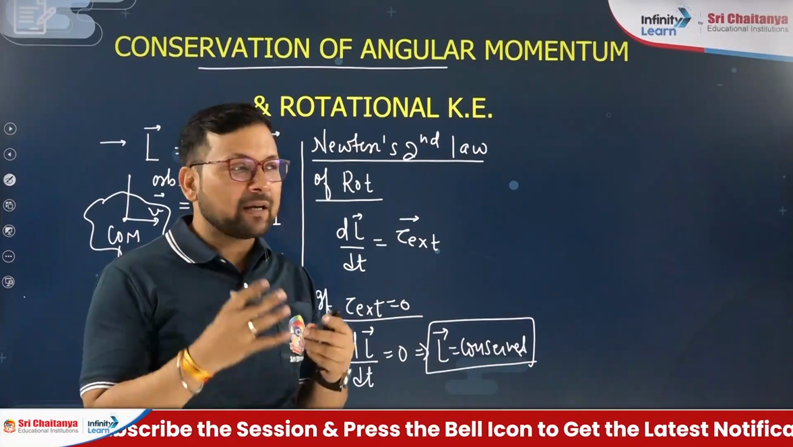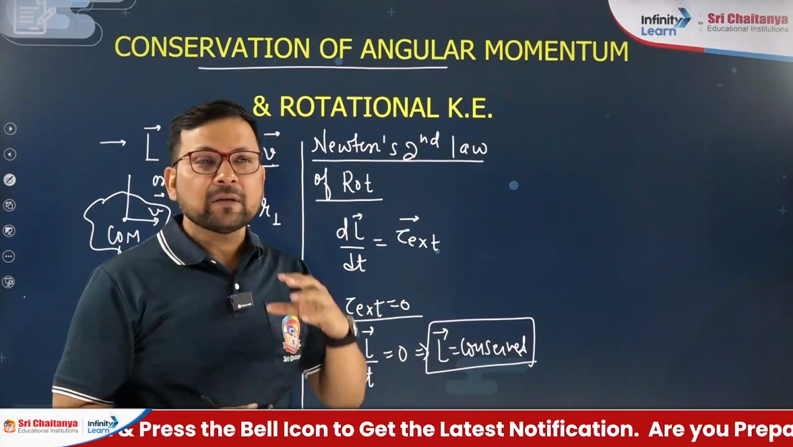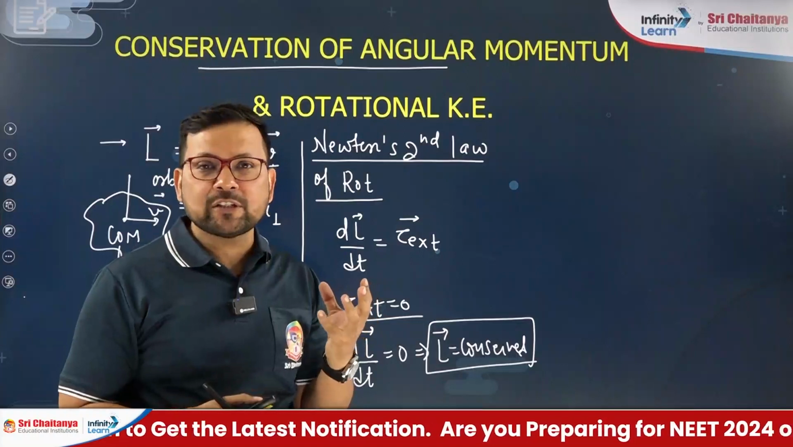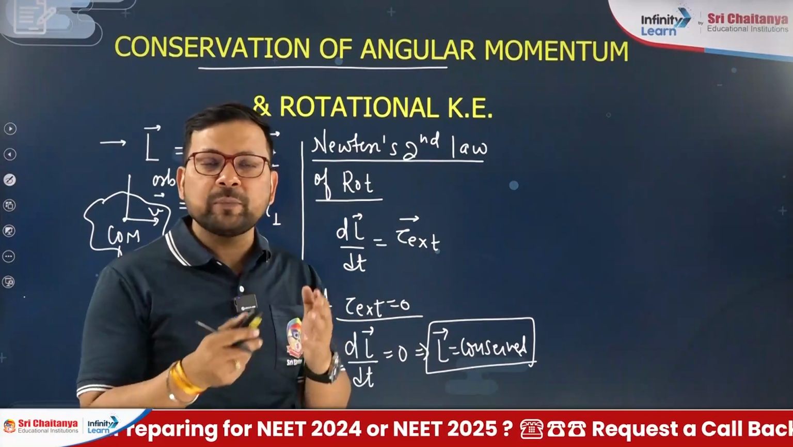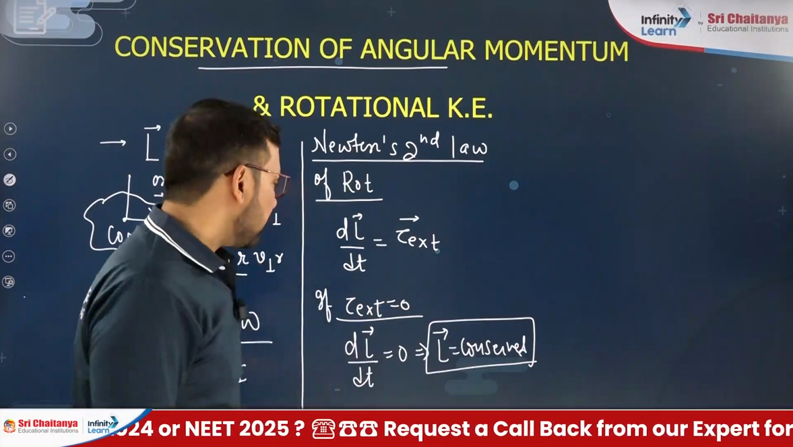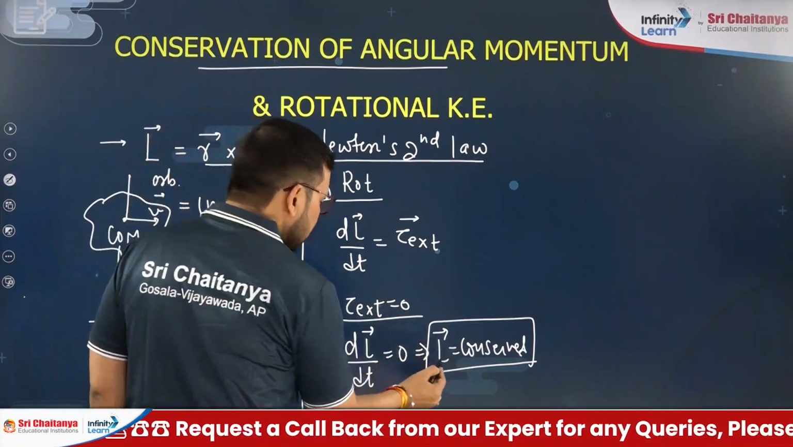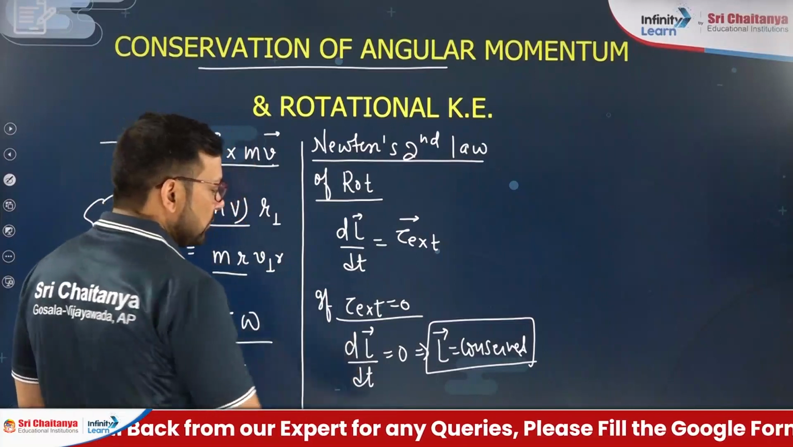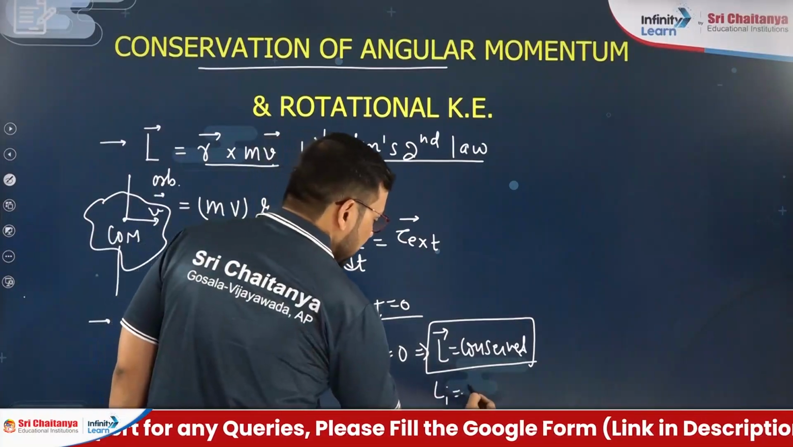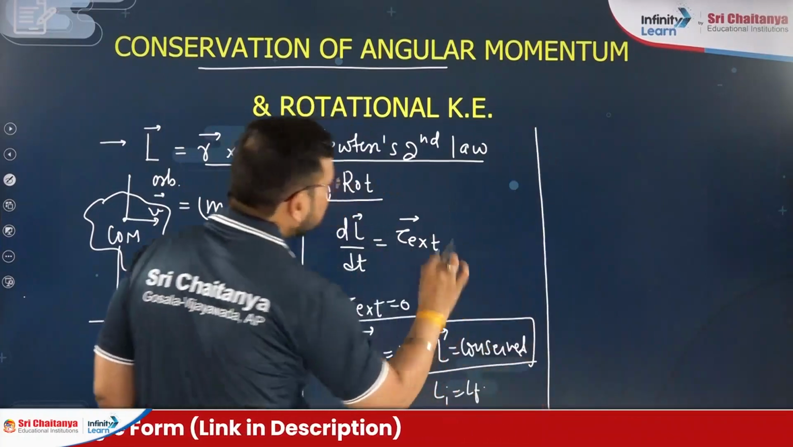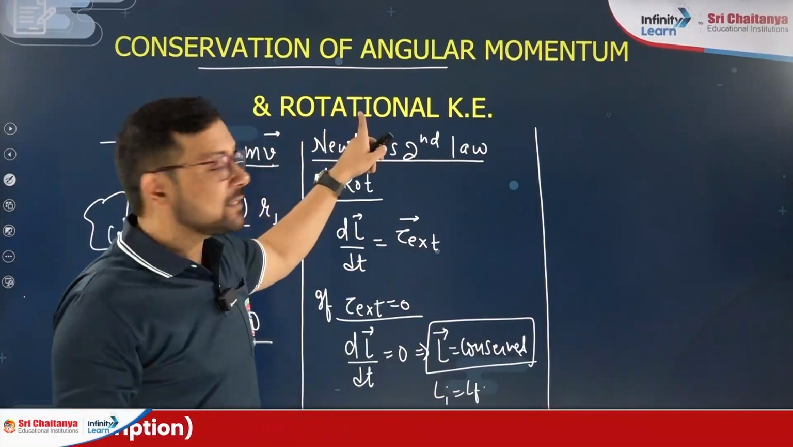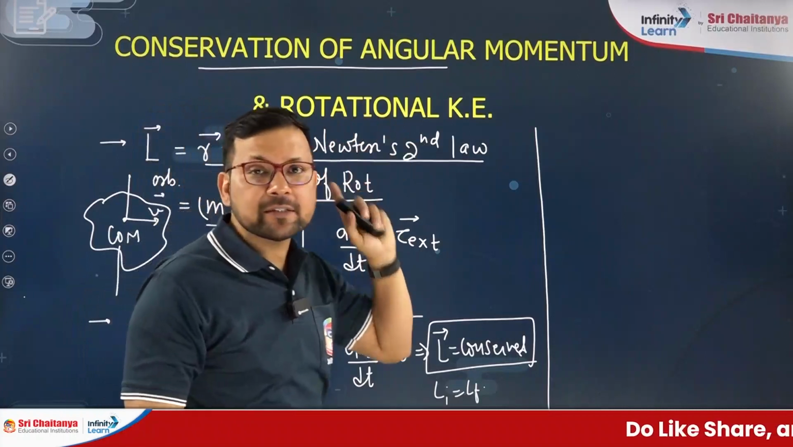Like I told you two situations: some body's moment of inertia is changing but external torque is not there. So all these situations will be conservation of angular momentum. Angular momentum will be conserved when external torque is 0. Here we can write Li equal to Lf. Then, third point, one more quantity you can see here: rotational kinetic energy.